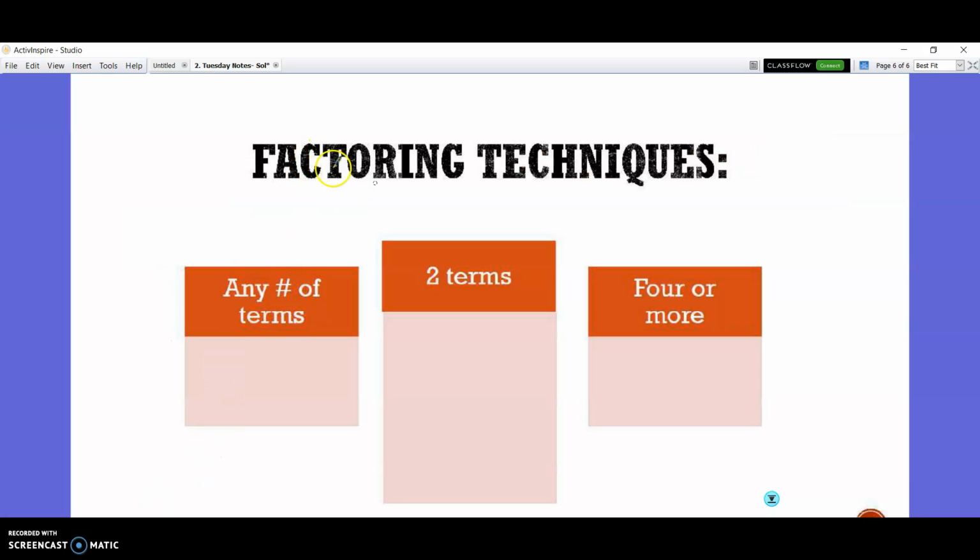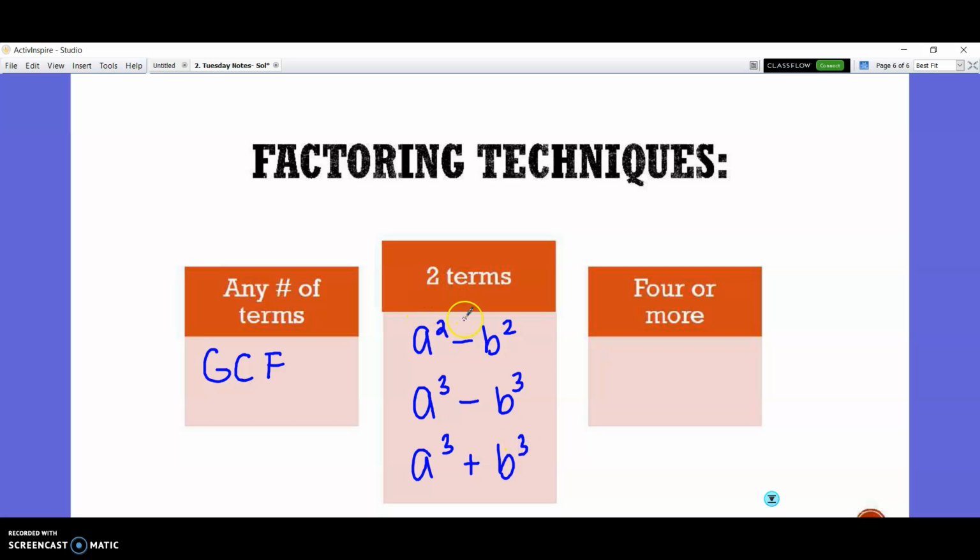Okay, so for our factoring techniques, just to review them all, no matter how many terms you have, the first thing you always look for is the greatest common factor, GCF. If there are 2 terms, then it could be a difference of 2 squares. There's only difference of 2 squares, there's no sum of 2 squares. Or it could be difference of 2 cubes. Or the last possibility is a sum of 2 cubes. Those are your options for 2 terms after you check for a GCF.